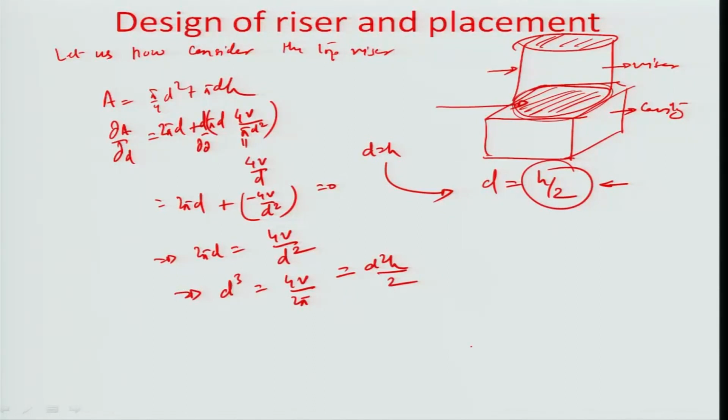So, in this particular context, if we wanted to calculate again the area by volume of the riser, the area by volume of the riser still remains the same, 6 by d, okay. And for the volume, the relationship that we have for the optimum area is d equal to h by 2.